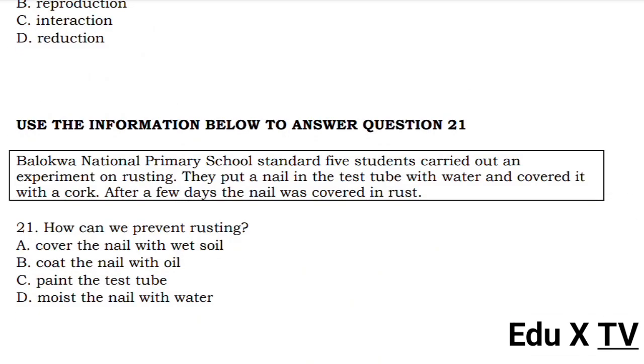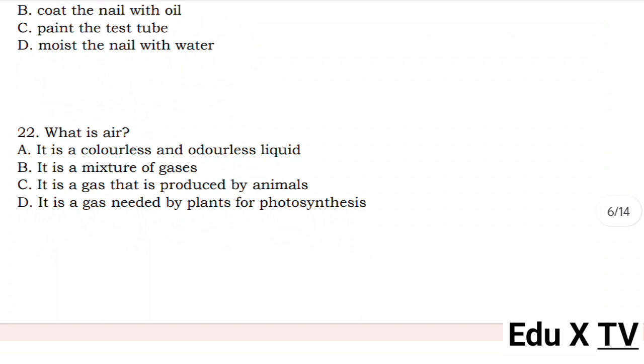Use the information below to answer question 21. Patokwa National Primary School Standard 5 students carried out an experiment on rusting. They put a nail in the test tube with water and covered it with a cork. After a few days, the nail was covered in rust. Number 21, how can we prevent rusting? Answer B. Number 22, what is A?